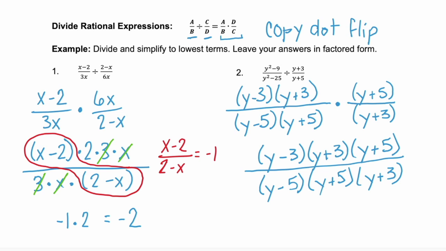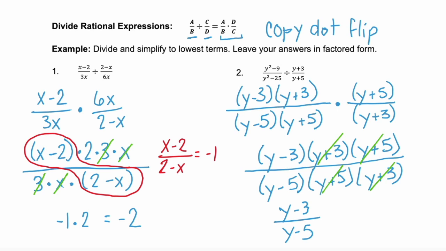And then we're at the simplifying stage. So what factors do our numerator and our denominator have in common? Well, they both have the factor y plus 3, so that simplifies out. And they both have that factor y plus 5, so those simplify out. So our simplified form here is the expression y minus 3 over y minus 5.